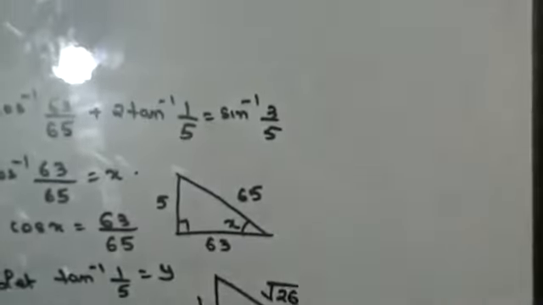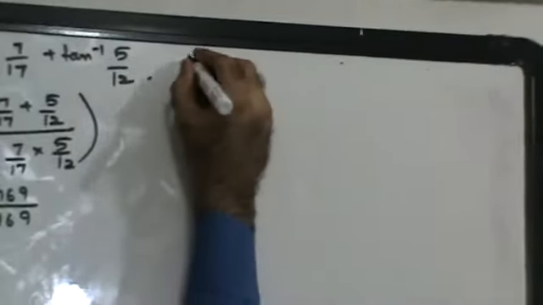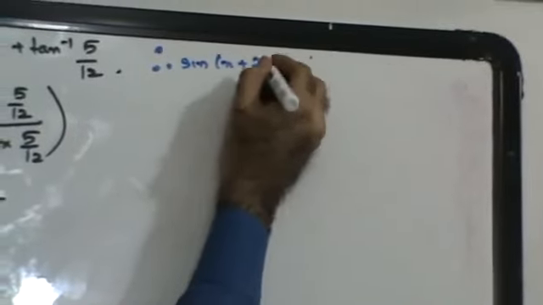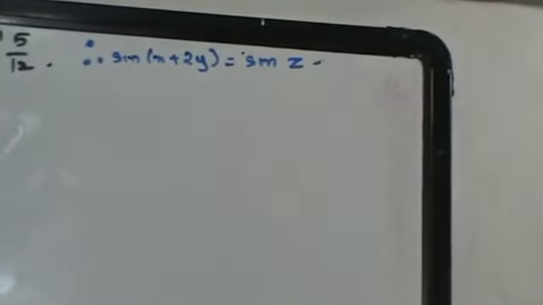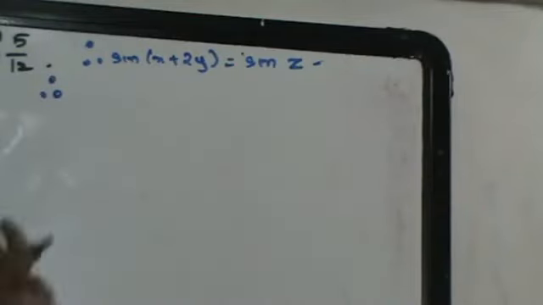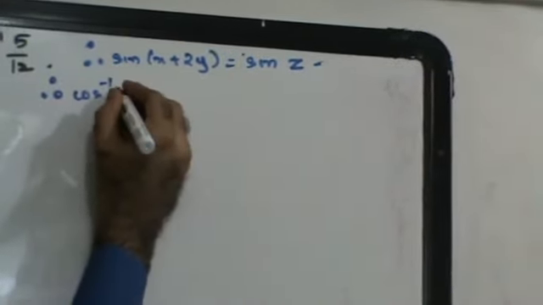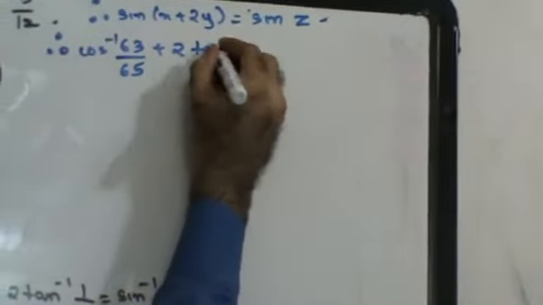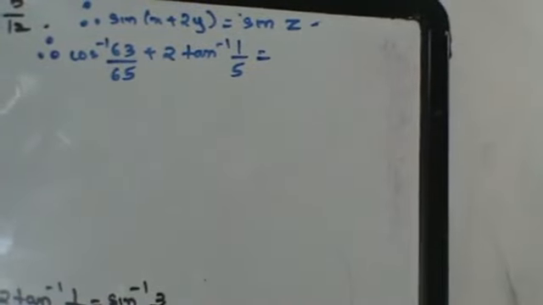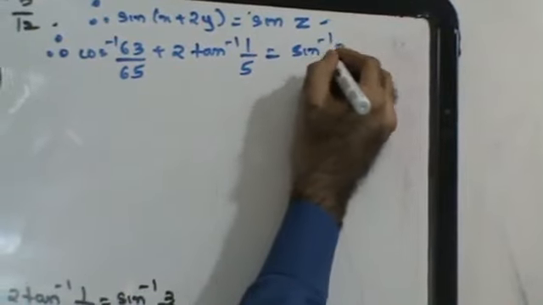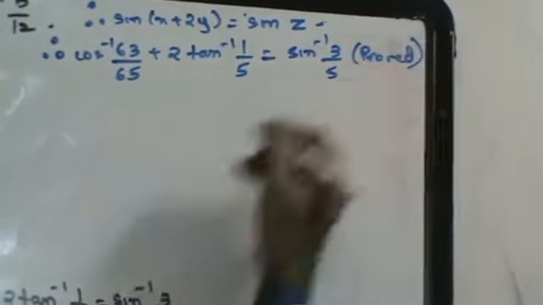Right? So what have I just proved? I have just proved that sine of x plus 2y is sine z. This is what I've just proved. Sine function I can cancel from both the sides. Therefore, I can say that x, what was x? We had assumed x as cos inverse of 63 by 65, plus twice y. Y we've assumed as tan inverse of 1 by 5, is equal to z. Z is sine inverse of 3 by 5. That's how you prove this.